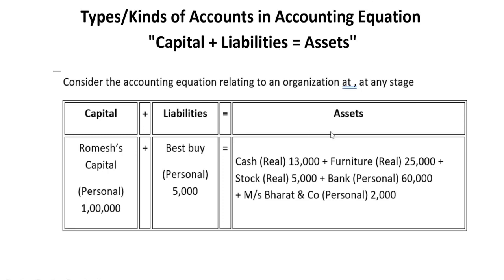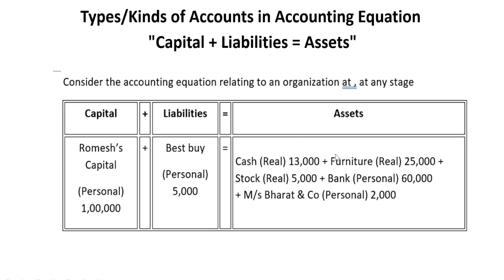On the other side, the assets we have are cash, which we can see and touch, real; furniture, real; and stock, real; and bank, personal. Messrs. Bharat and Company is personal, because bank is the name of the organization, maybe Scotia Bank, TD Bank, or ICBC Bank. Messrs. Bharat and Company is the name of the person, so that's why this is known as a personal account. These are the examples that I have taken here to make you understand that assets are equal to capital plus liabilities, but all these belong to personal, real, and nominal.